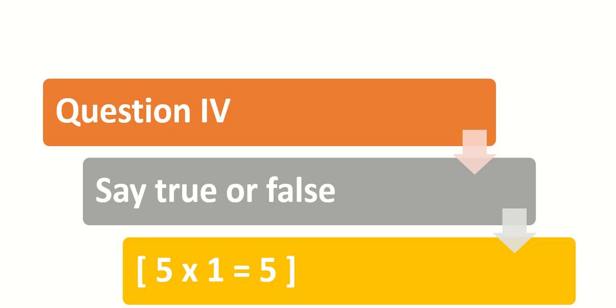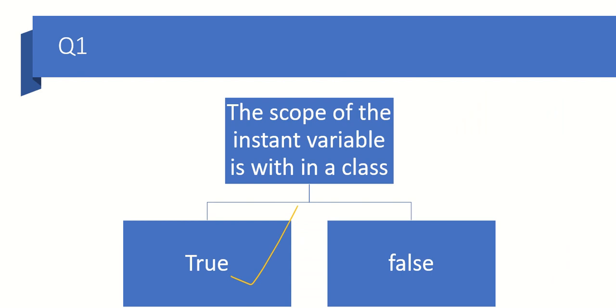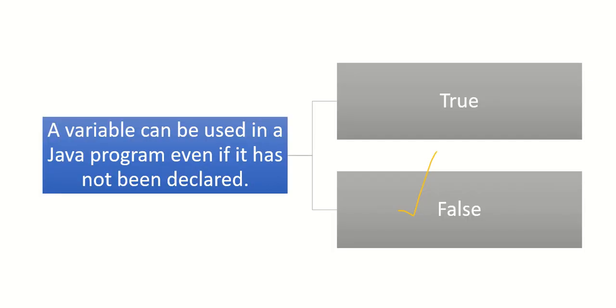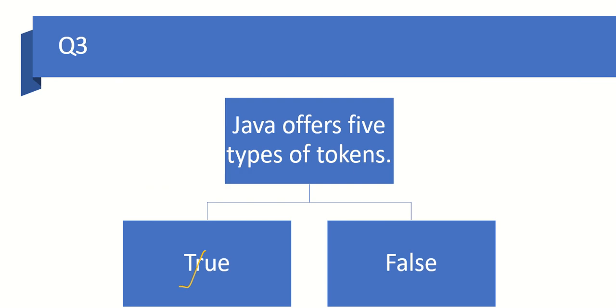Question number four, say true or false. Again, it's a 5 mark question. The scope of a variable is within a class. It is true. A variable can be used in a Java program even if it has not been declared. It is false. It has to be declared. Then only we can use.